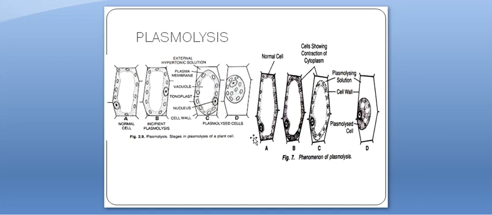This is a normal cell. When put in a hypertonic solution or higher external solution, contraction of the cytoplasm takes place. Here you can see the vacuole. The outer layer of the vacuole is called the tonoplast. The nucleus and the cell get shrunk, which is called a plasmolysed cell. Here also there is a cell. You can see it's a plasmolysed cell. This is how plasmolysis takes place.